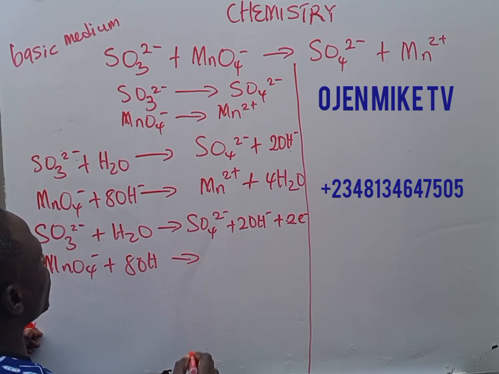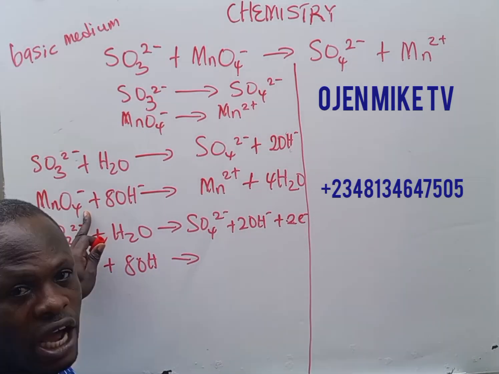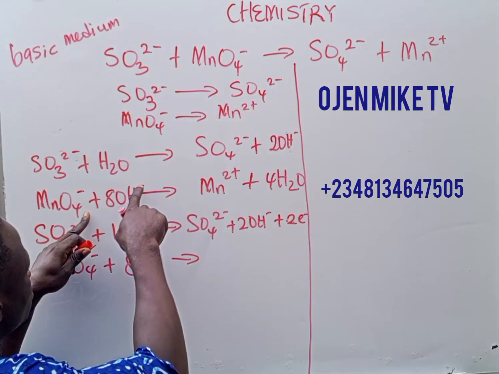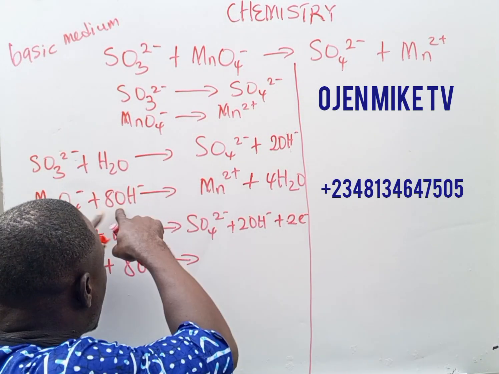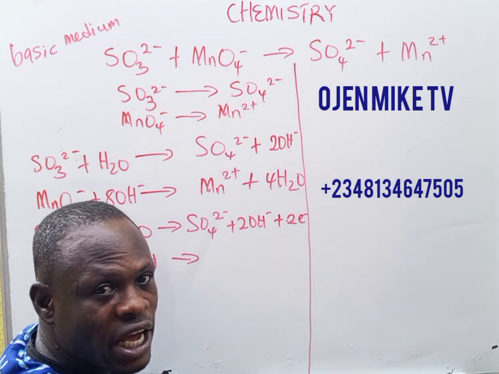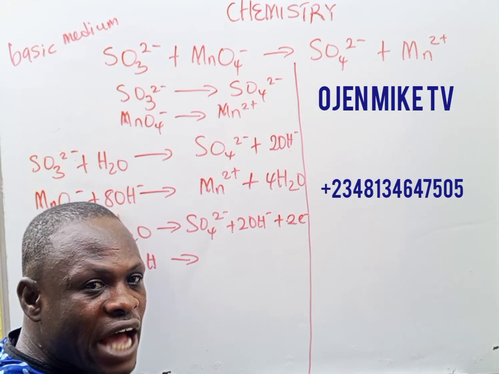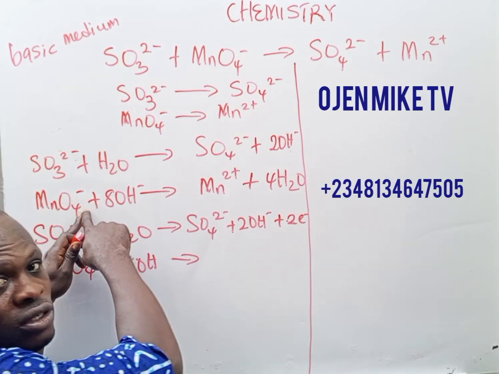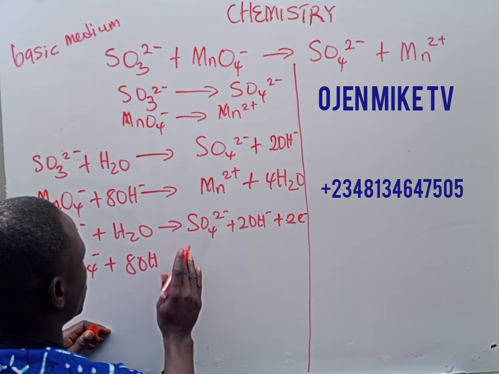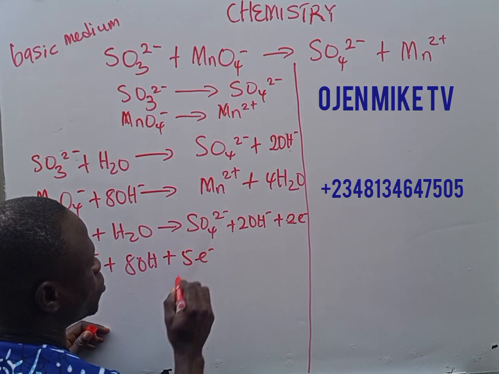8 OH will give you what? Remember, here we have about 7 electrons. Look at 8 minus 1 gives us what? 7. And here we have what? 2. How many can we add here that will give us 2? Do you get that? So electron is minus. So if you add 5, 8 minus 5 will give us what? 7. Do you get that? So plus 5 electron.